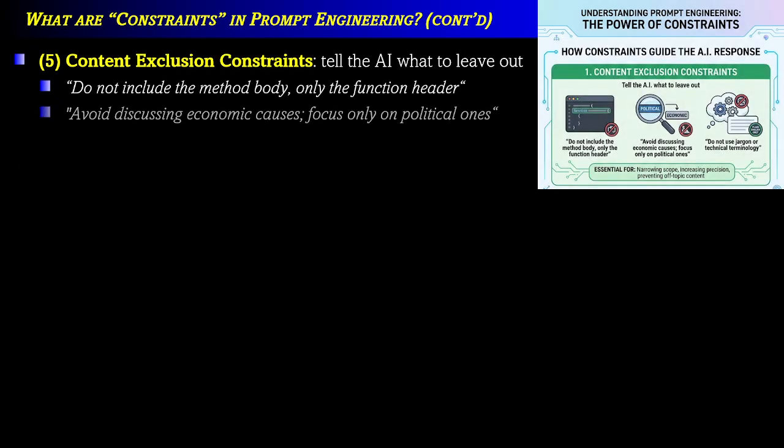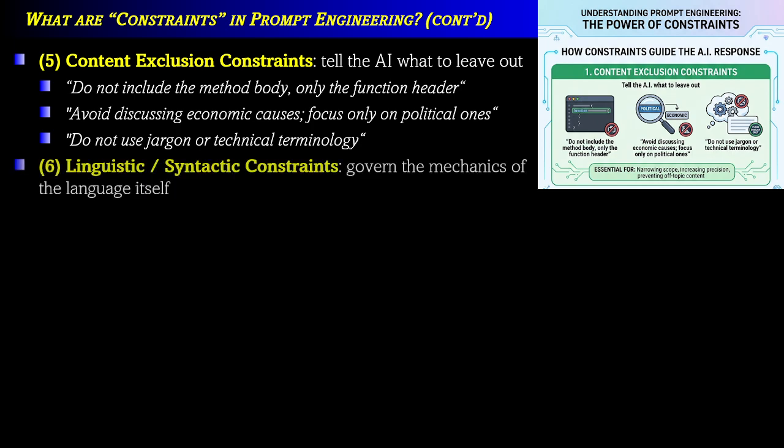The fifth thing we're going to look at is exclusion constraints. This is where we're telling the AI what specifically not to cover or what to leave out. For example, do not include the method body, only the function header. Avoid discussing economic causes and focus only on political ones. Or do not use jargon or technical terminology.